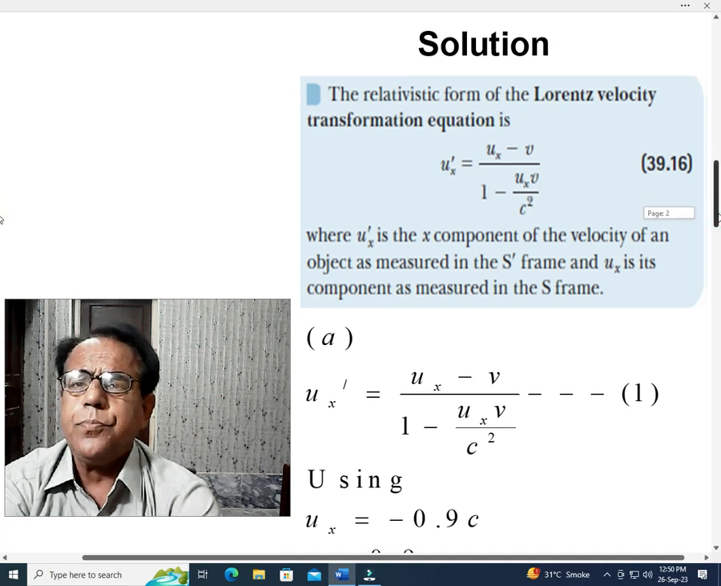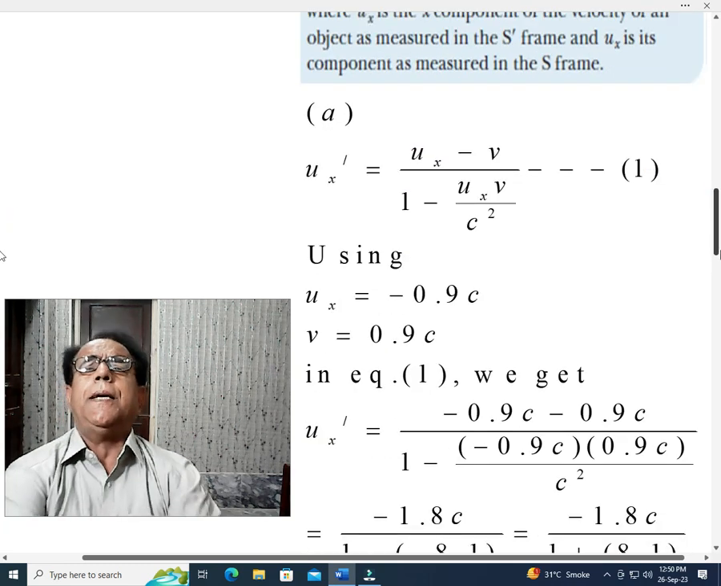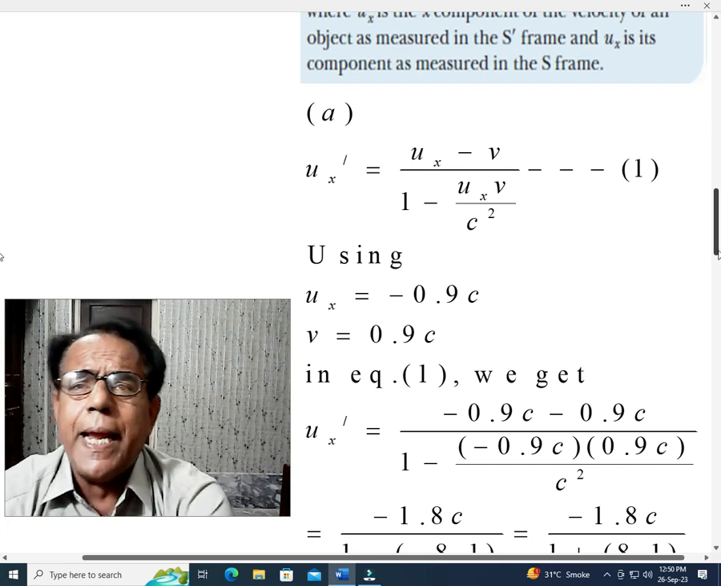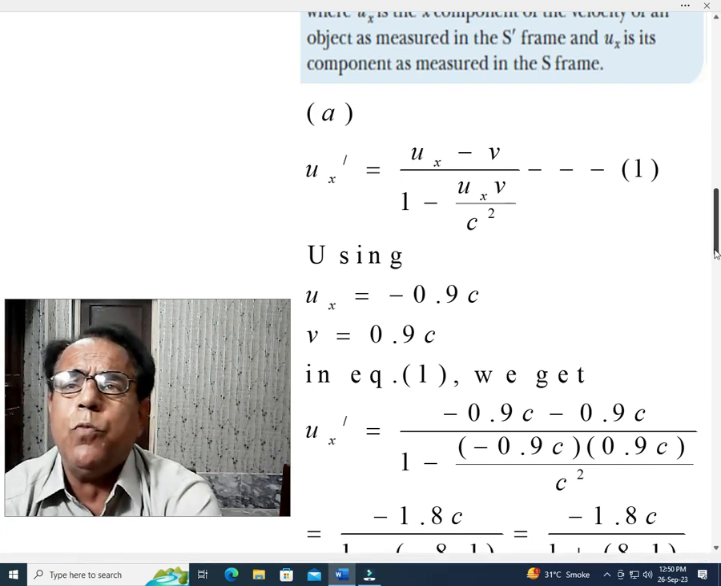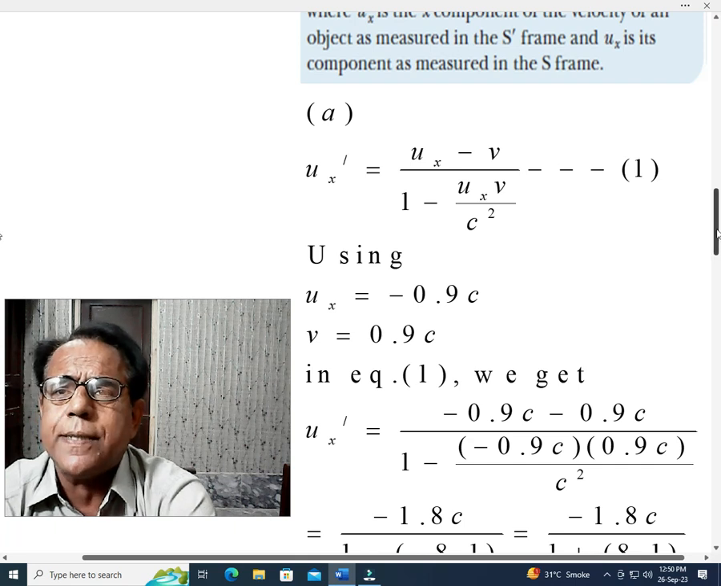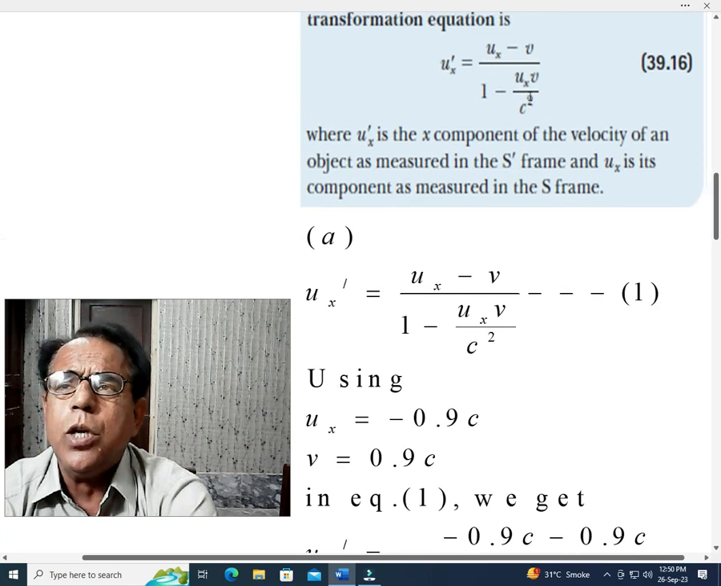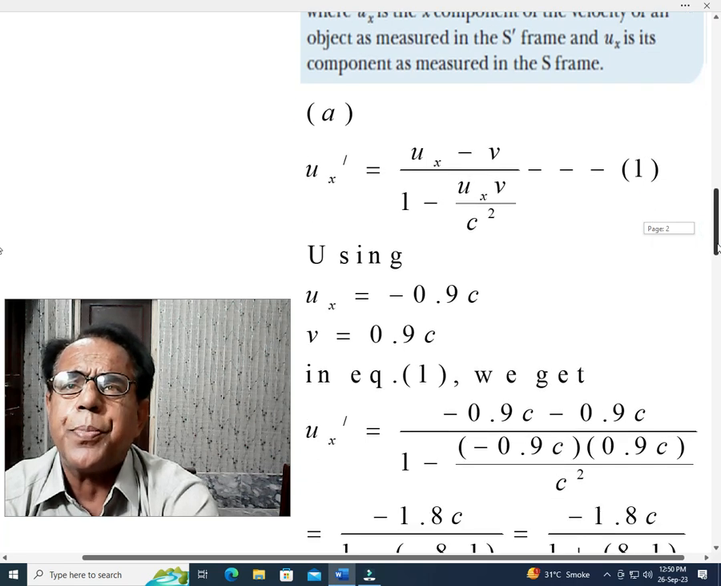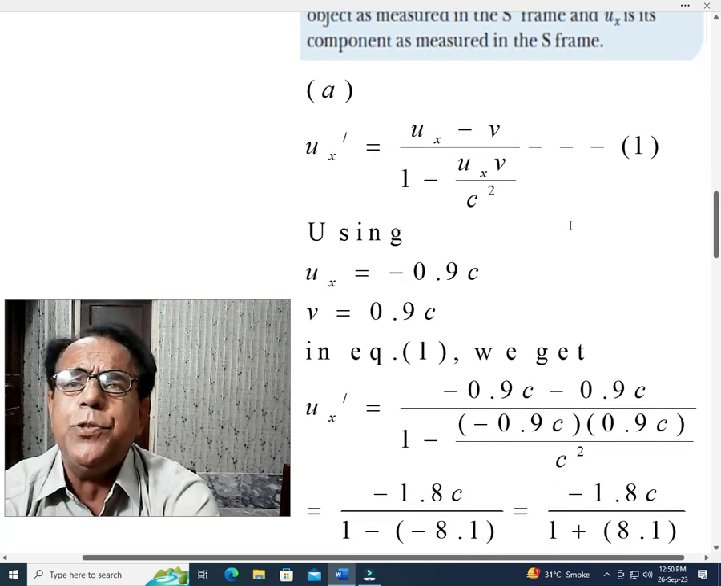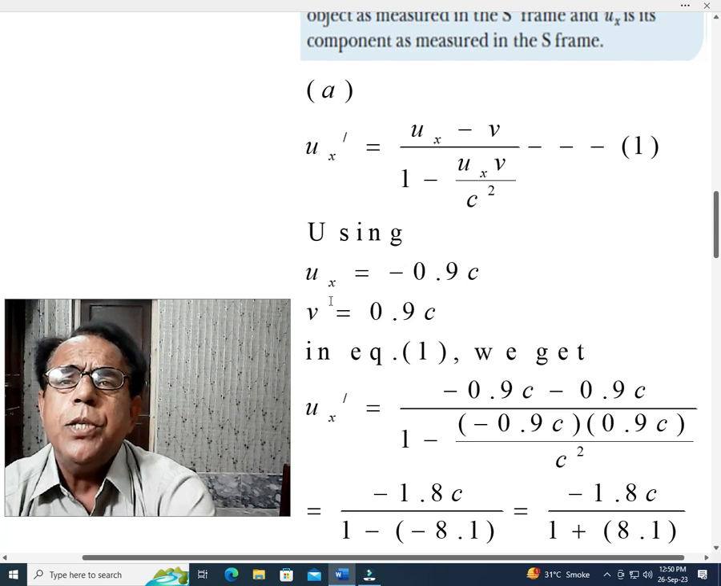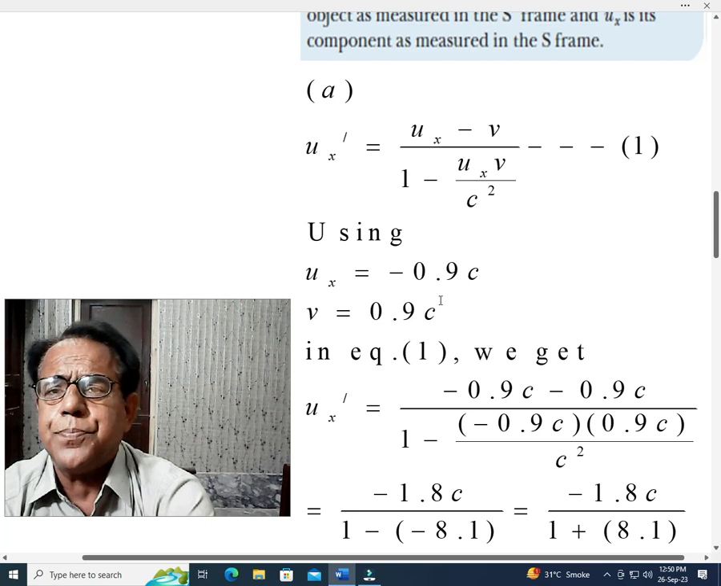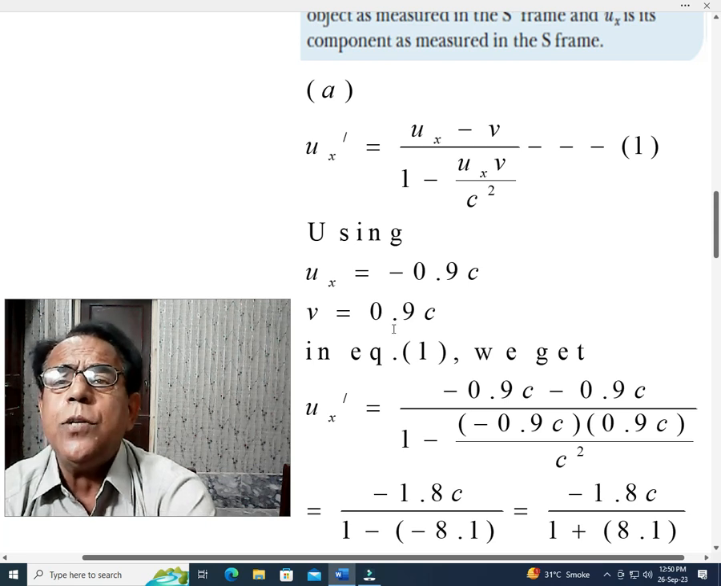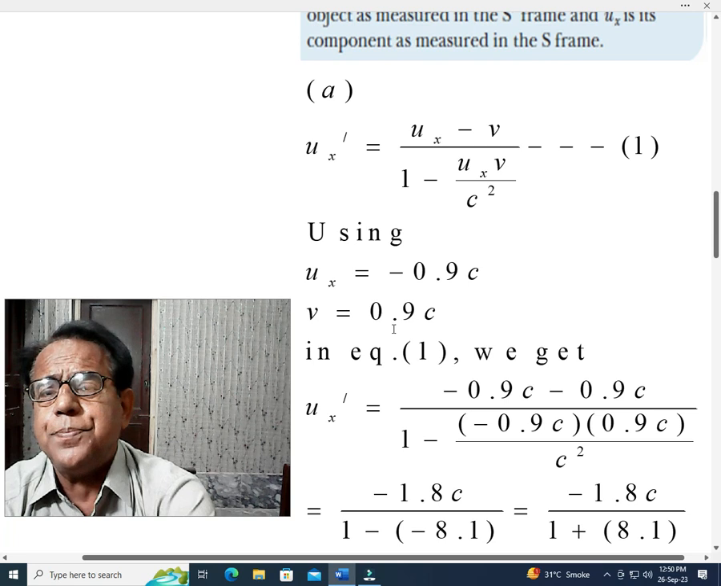First we come to part A. Part A: u'x = (ux - v) / (1 - ux v / c²), equation number 1. Same thing, no difference. We have reproduced this. In this equation we will use the following data: ux equal to minus 0.9 c, v equal to plus 0.9 c.